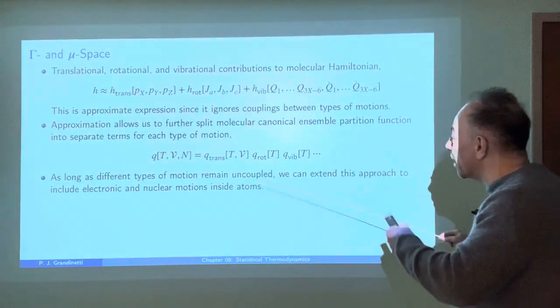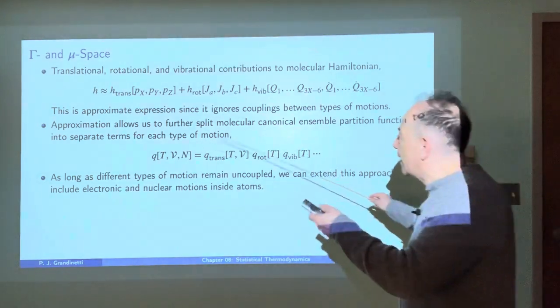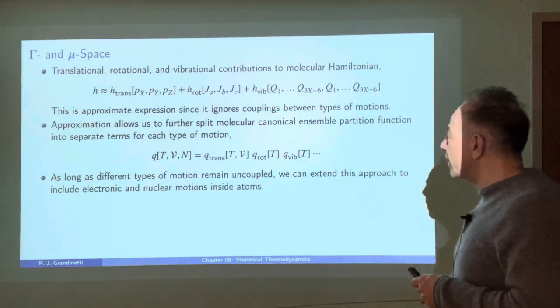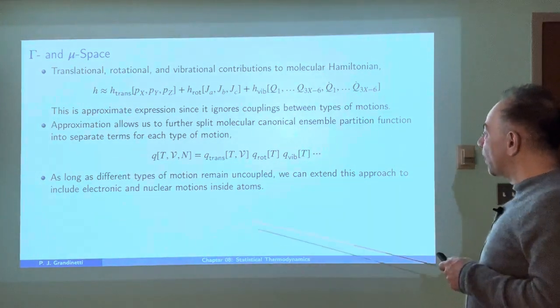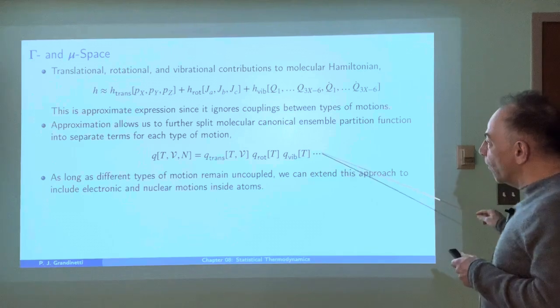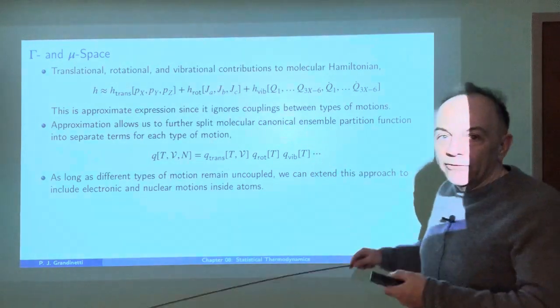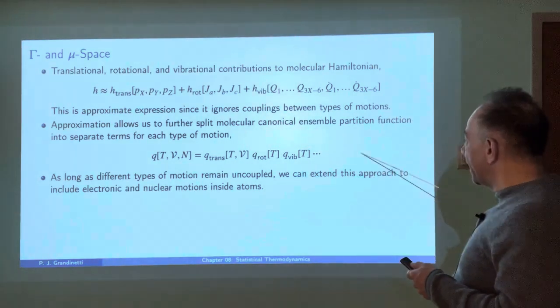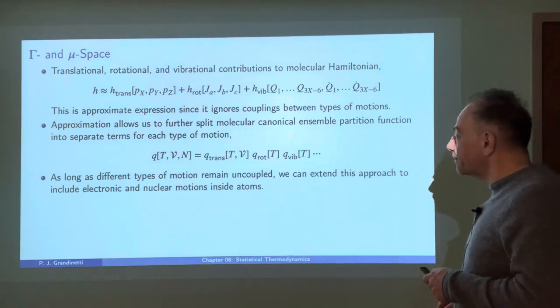So as long as they remain uncoupled, we can use this approach for separating out the molecular canonical ensemble partition function. And we can also, if we wanted to, add the electronic motion and nuclear motion. As we get more advanced in the course, we'll see that we can add additional terms here to account for what's going on inside the atoms.